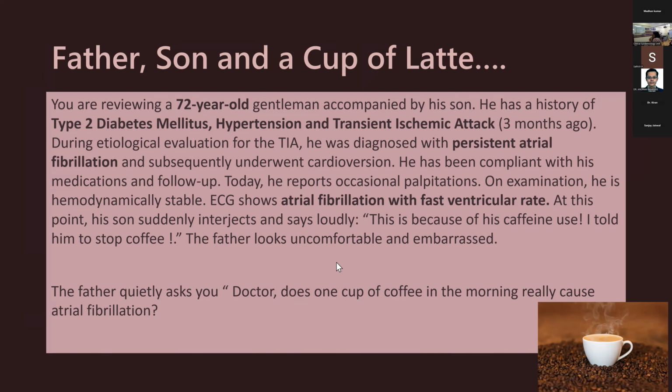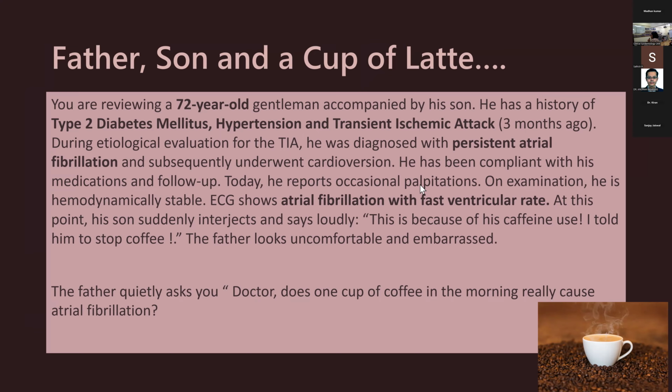So let's look at a clinical scenario. You're reviewing a 72-year-old gentleman accompanied by his son. He has a history of type 2 diabetes mellitus, hypertension, and transient ischemic attack. During etiological evaluation of TIA, he was diagnosed with persistent atrial fibrillation and subsequently underwent cardioversion. He has been compliant with his medication and follow-up.